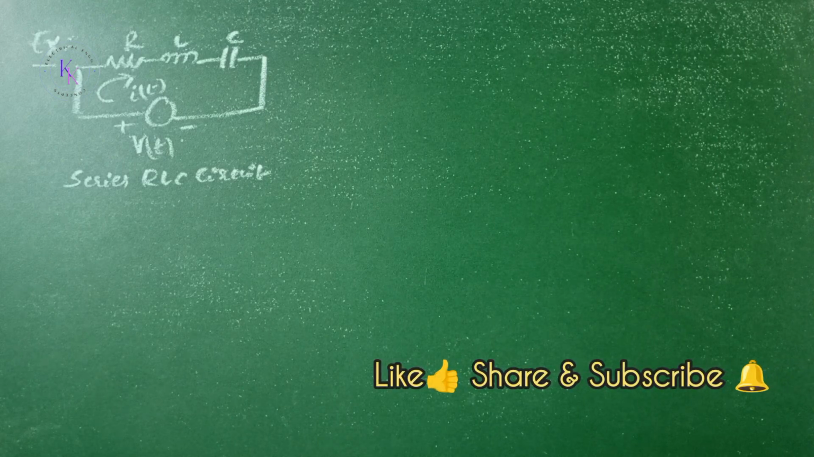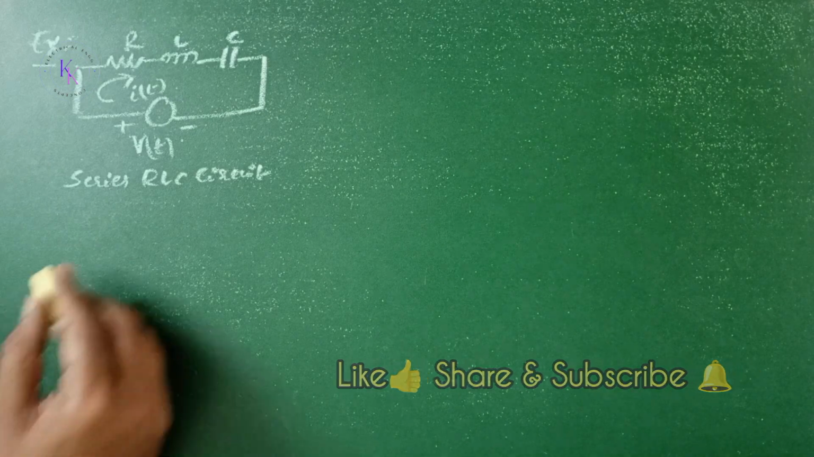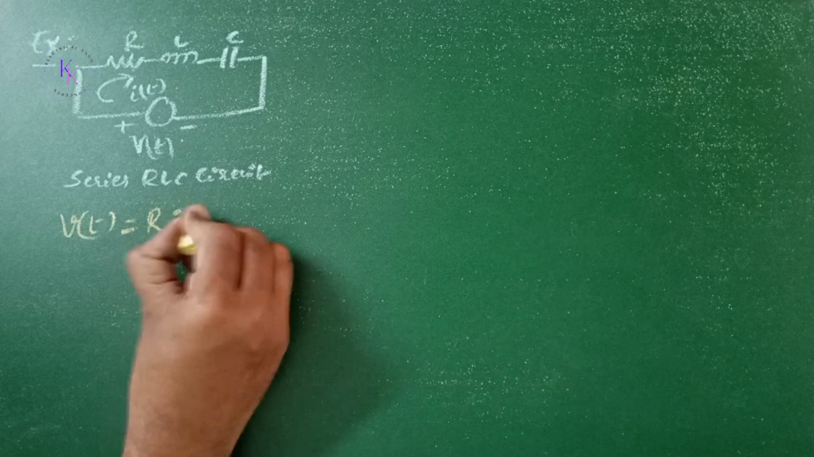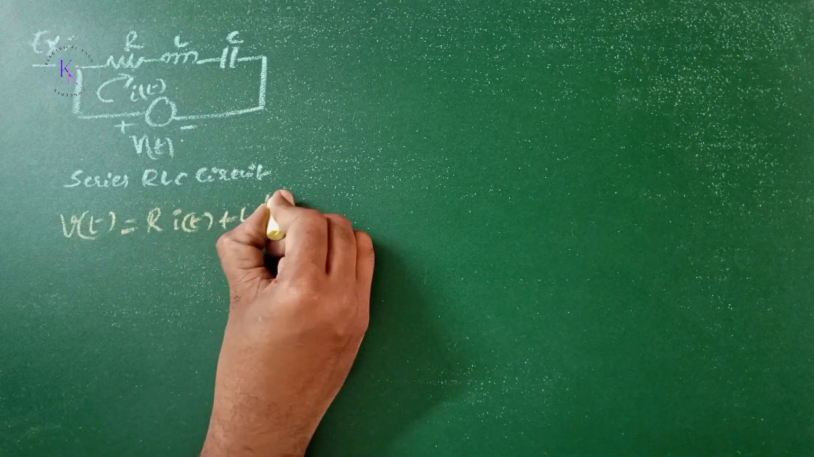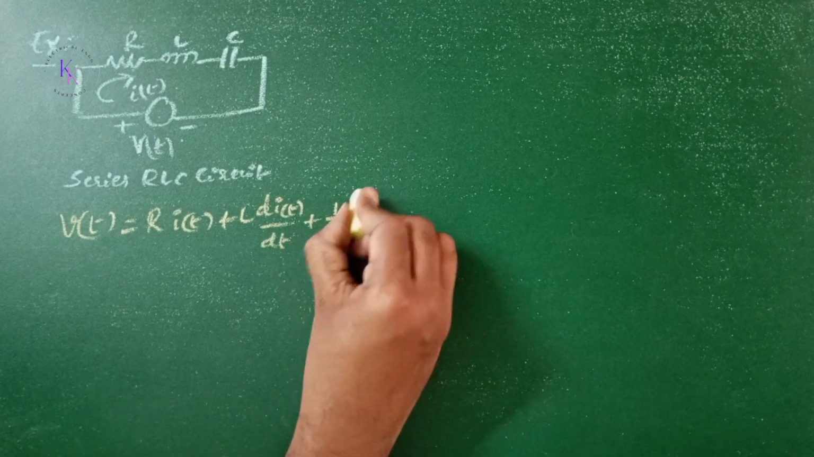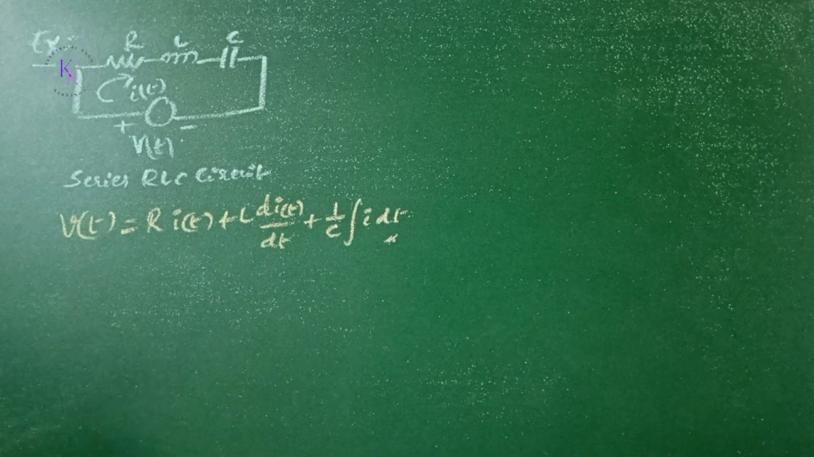Given a series RLC circuit with time-dependent voltage and circulating currents. Now, applying KVL, we get V of t equals R I of t plus L dI of t divided by dt plus 1 by C integral I dt. This is in terms of the time domain. Let us transfer this into the s-domain.